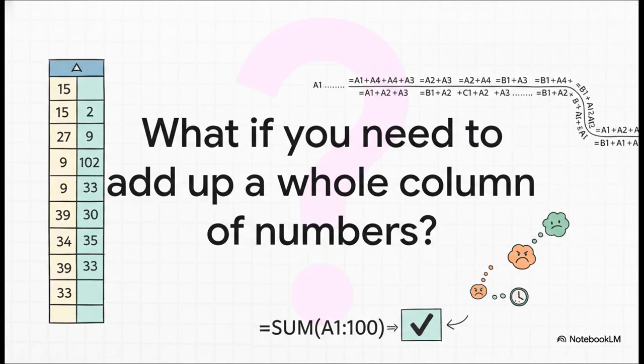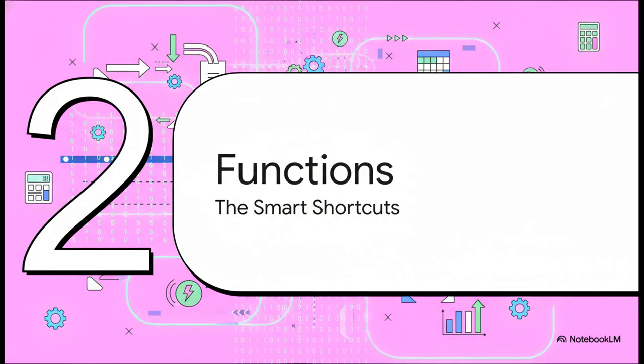But here's where things get a little tricky. What if you need to add up not just two cells, but like an entire column of 100 numbers? Are you really going to sit there and type A1 plus A2 plus A3 all the way down? No way. That would take forever. There's got to be a better way, right? And of course there is.